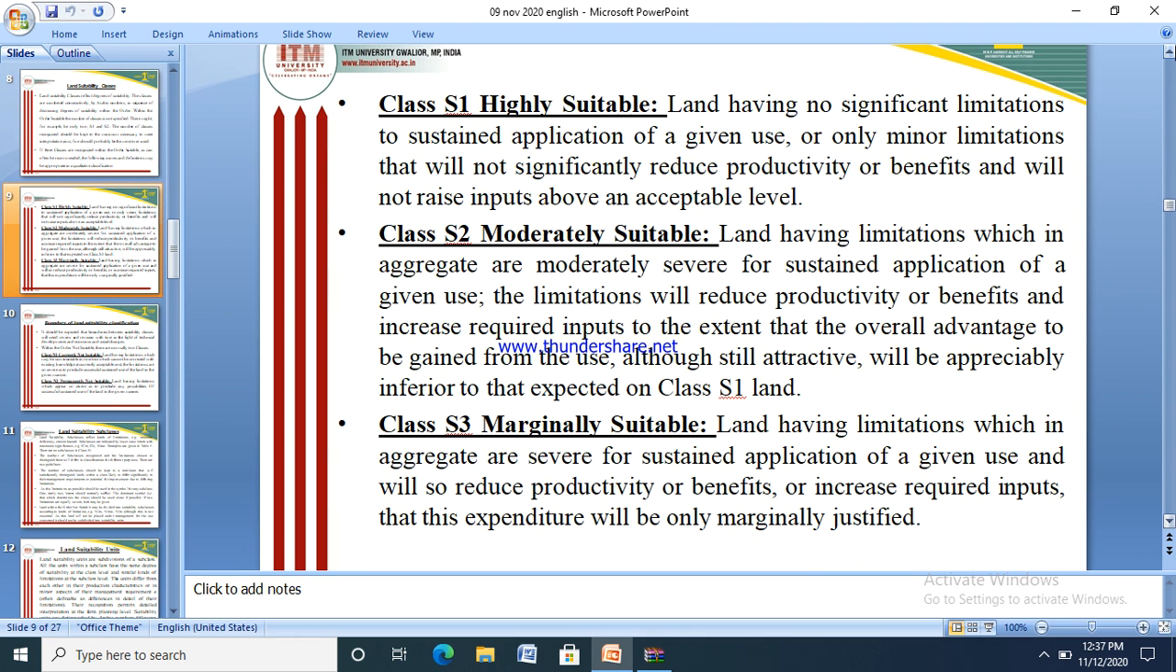There are three suitable classes. S1 is the most suitable, S2 is moderately suitable, and S3 is marginally suitable.